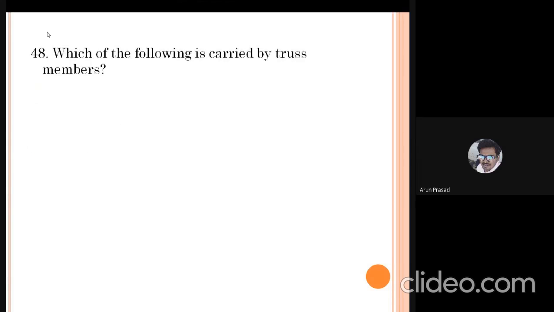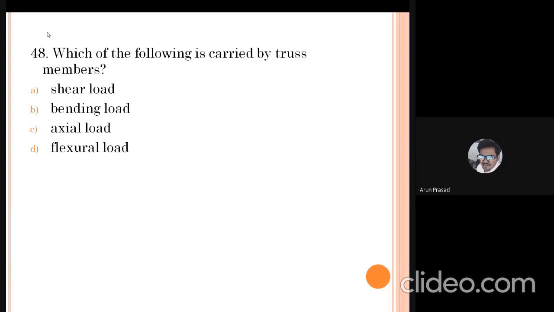So which of the following is carried by truss members? Shear load, bending load, axial load and flexural load. In a truss member, which load is carried? Here the axial load will be acting. So in case of a beam, axial load will not be there, but in case of truss members, the axial load will be there. So don't confuse beam members and truss members.